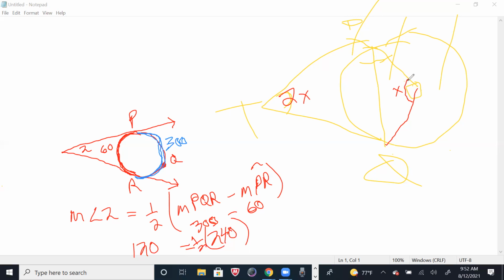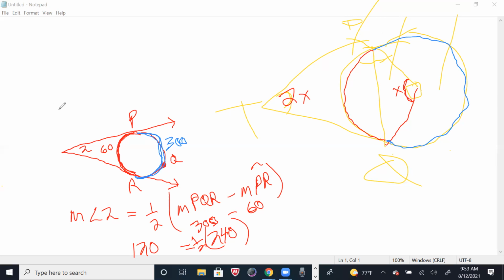I'm not sure. Do they really want you to? Is it twice that, or is it twice the difference between that? It's like angle PTQ is equal to 2 times the angle OPQ.